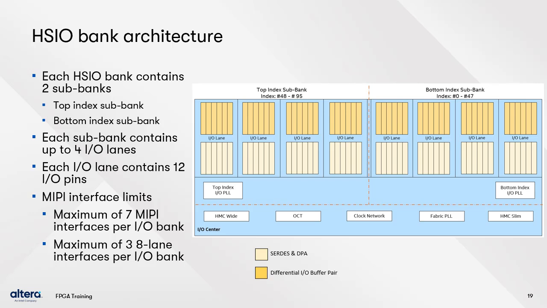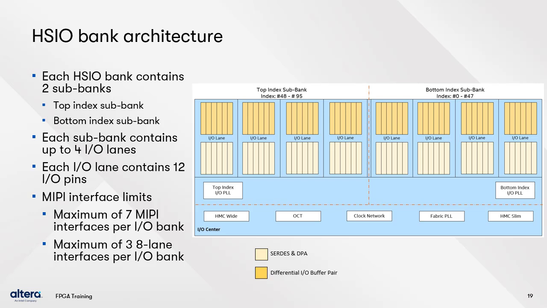Each I/O subbank contains 4 I/O lanes. These are shown as 4 vertical groupings in each subbank. Each I/O lane contains 12 I/O pins. These you can see within the lane groupings. These pins support both single-ended and differential operation. So putting this together, each subbank can host up to 48 single-ended or 24 true differential pins.